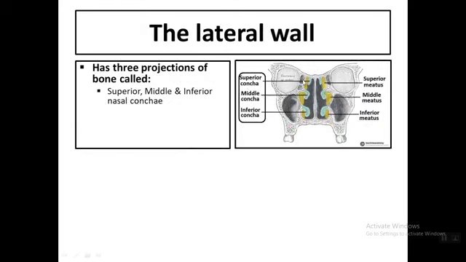The lateral wall is an important wall. Why? Because it has three projections of bone. These three projections of bone are called the superior, middle, and inferior nasal concha, or another name, turbinate. These bony projections will increase the surface area of the nasal cavity.